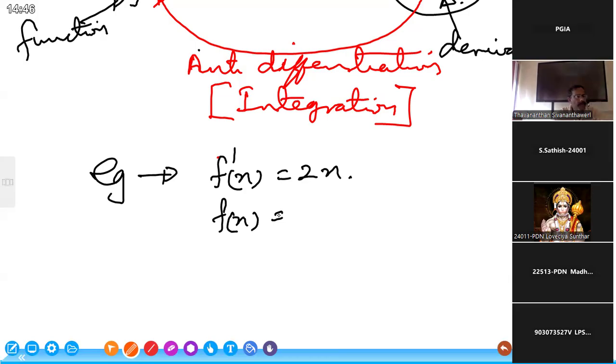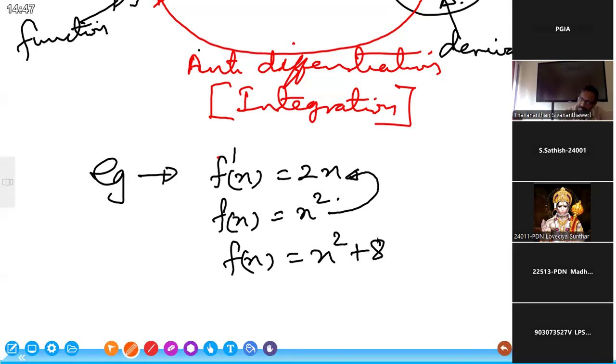X squared. If you differentiate, it becomes 2x. Let's say my another function, x squared plus 8. If you differentiate, what is the answer? 2x. Yeah, that is also 2x. This is also 2x. So how to differentiate?